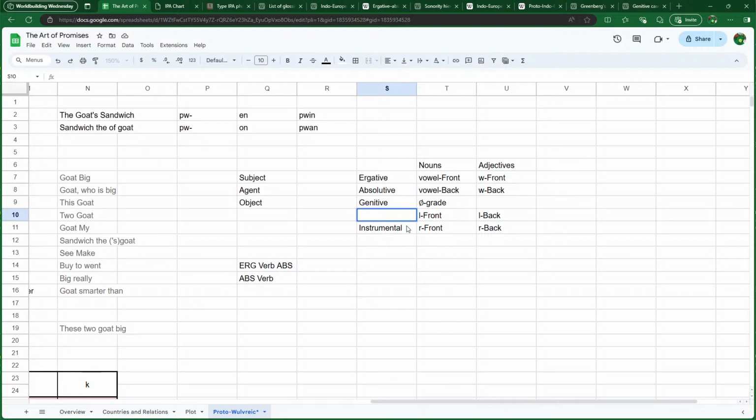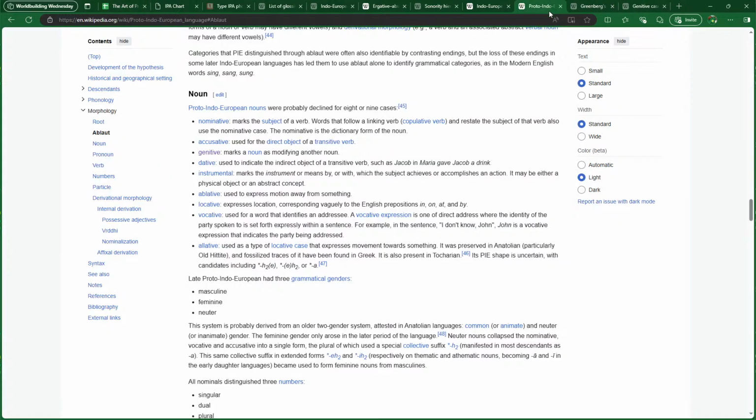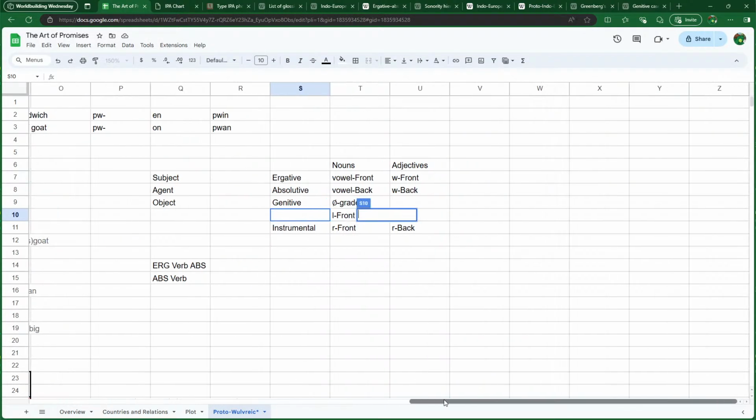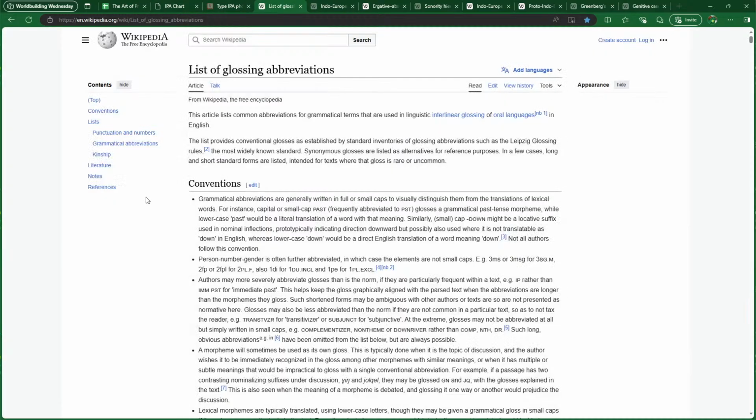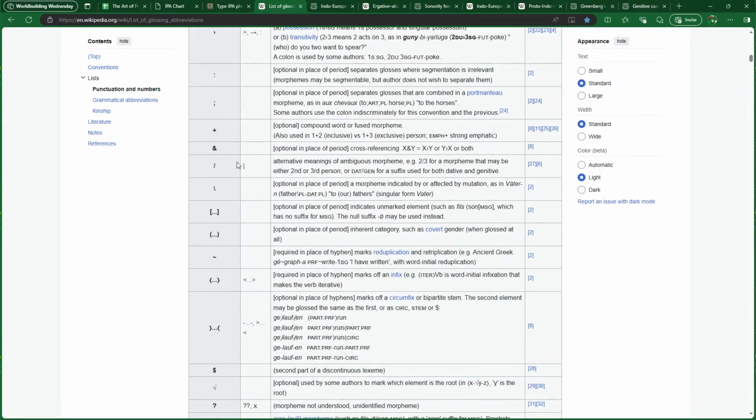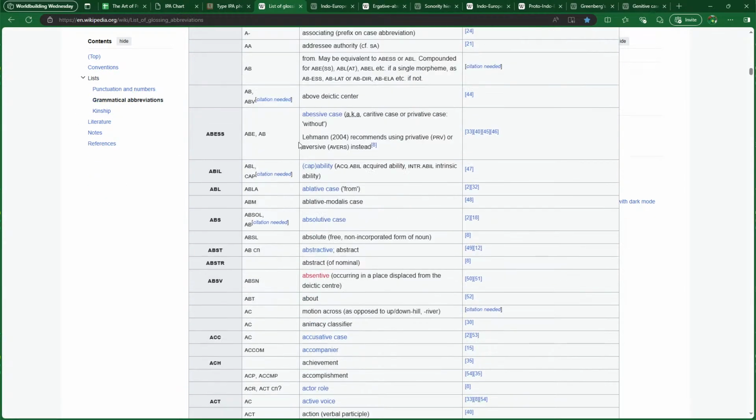Now we need another case. Instrumental, ablative, locative, vocative, allative. I want to branch off here and do something different. I'm not just trying to copy from Proto-Indo-European purely. So we're gonna go through the list of glossing abbreviations for cases.